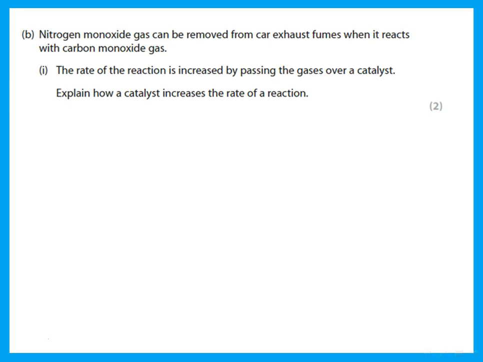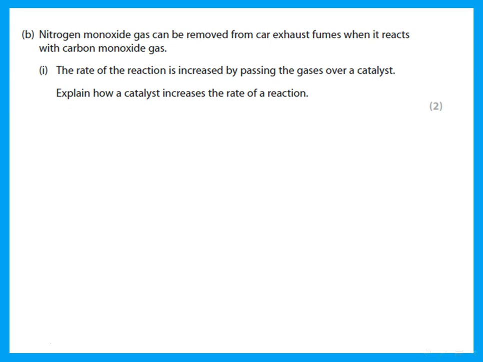Then we say nitrogen monoxide gas can be removed from car exhaust fumes when it reacts with carbon monoxide gas. This is what happens in what we call the catalytic converter that they put on car exhaust. So they cause the nitrogen monoxide gas and carbon monoxide gas, which are both harmful, to react together to form safer gases. The rate of the reaction is increased by passing the gases over a catalyst.